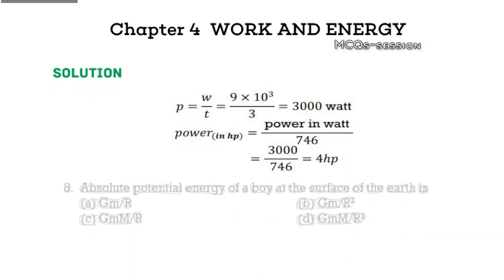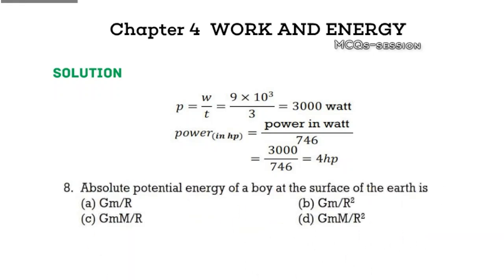Question 8. What is the absolute potential energy of a body at the surface of the Earth? Options: A, G times M divided by R, B, G times M divided by R squared, C, G times M divided by R, D, G times M divided by R squared. Pause the video and make a guess. The correct answer is C, G times M divided by R.